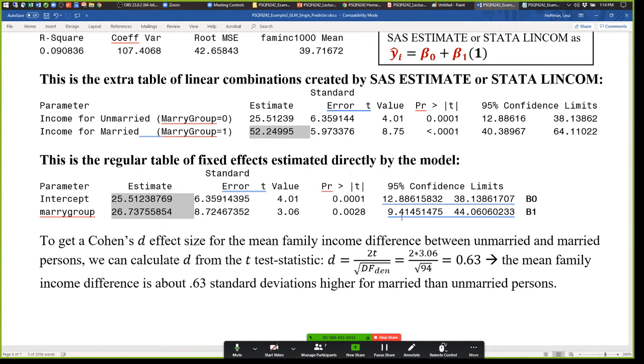So 52 is a linear combination of parameters. The model tells us what the predicted outcome would be for anybody. We just have to know how to ask for it.